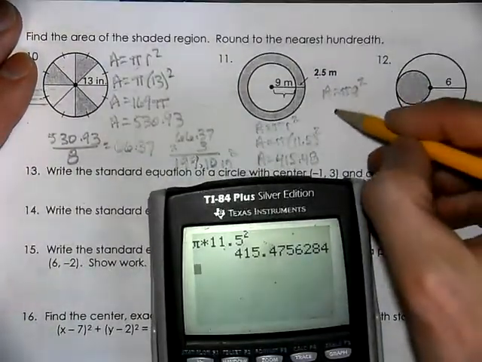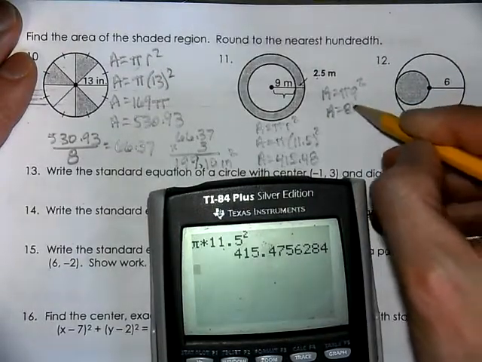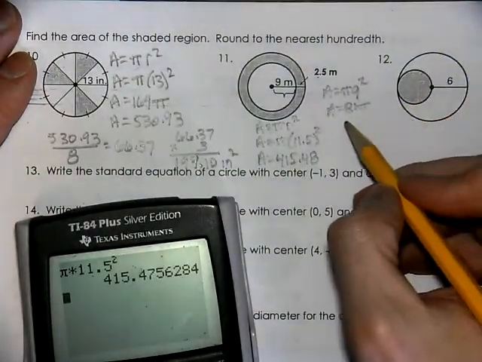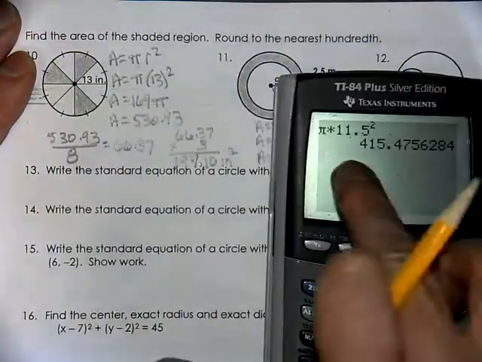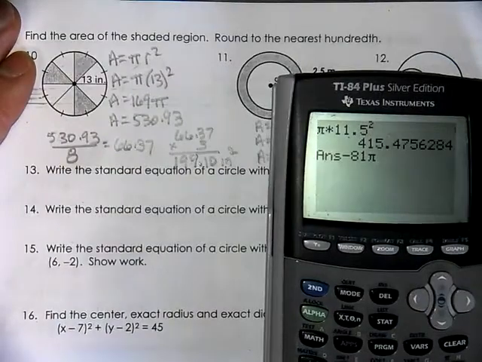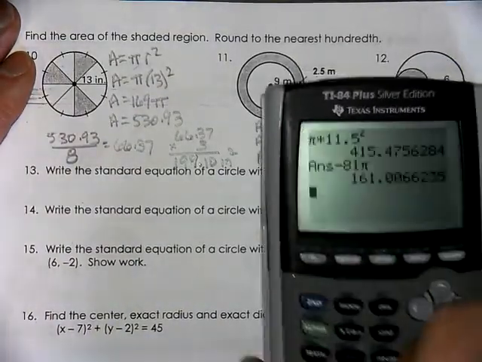So that's going to be 81 pi. So we're going to take the large circle minus the small circle. So take that minus the 81 pi. And that's going to give us 161.01.